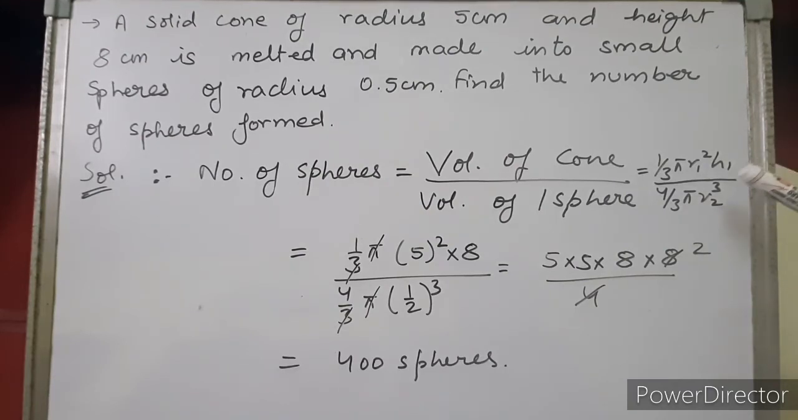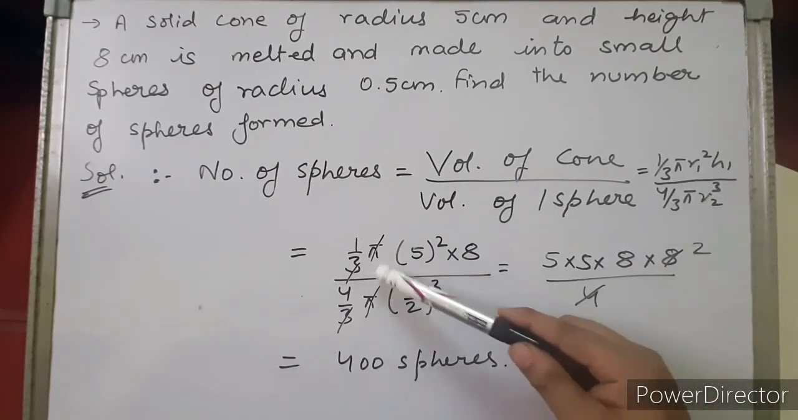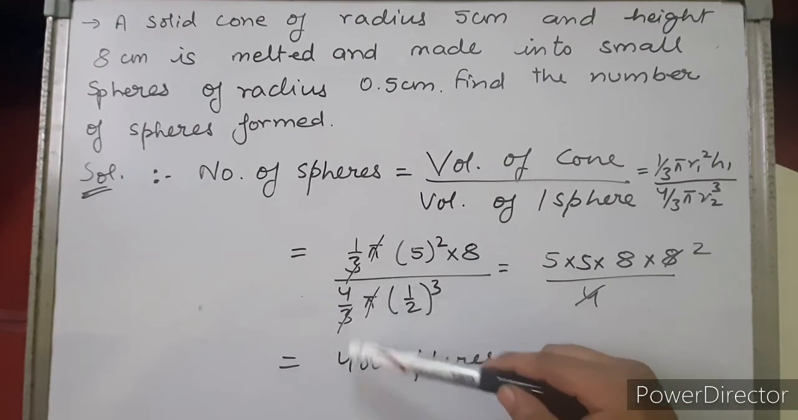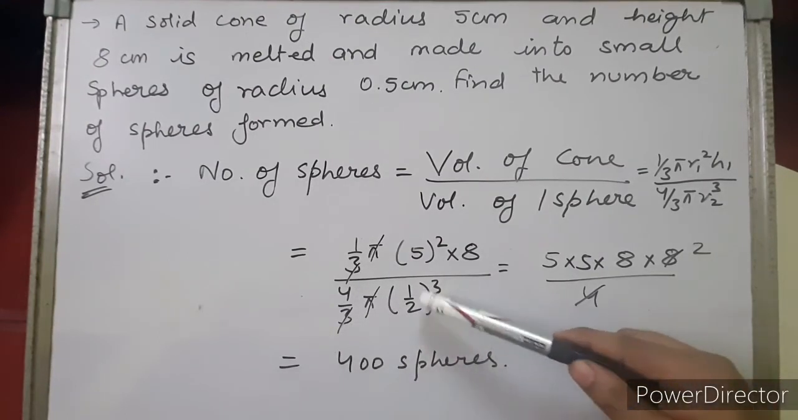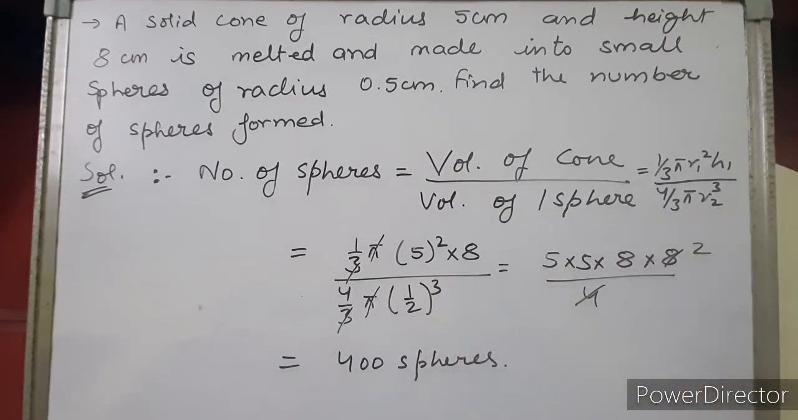Let the radius of cone be r1 and height h1. So it will be 1 by 3 pi r1 square into h1, upon the volume of one sphere, which is 4 by 3 pi r2 cube. The radius of the sphere is r2. Right. So we divide these two quantities, and we'll cancel out. This pi and pi will get cancelled. This 3 and 3 will get cancelled. So this 1 by 2 cube becomes 1 by 8 and it will get reciprocal.